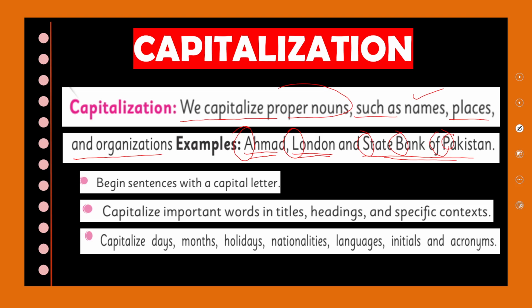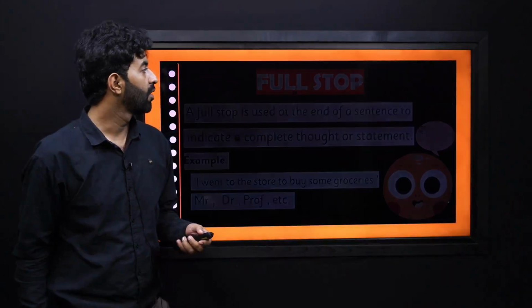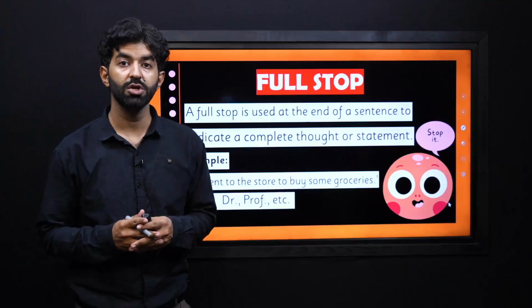So there are some rules for capitalization. You have to begin sentences with a capital letter, capitalize important words in titles, headings, and specific contexts, and capitalize days, months, holidays, nationalities, languages, initials, and acronyms. So all these things need the first letter to be capitalized. Now, moving on to our punctuations.